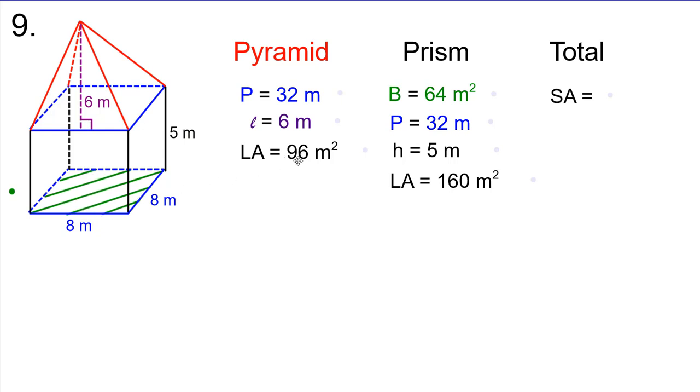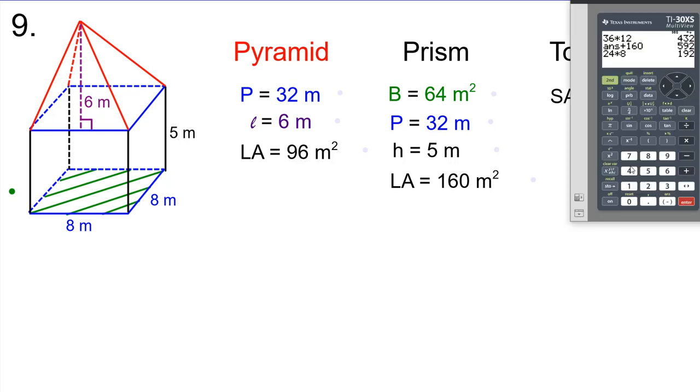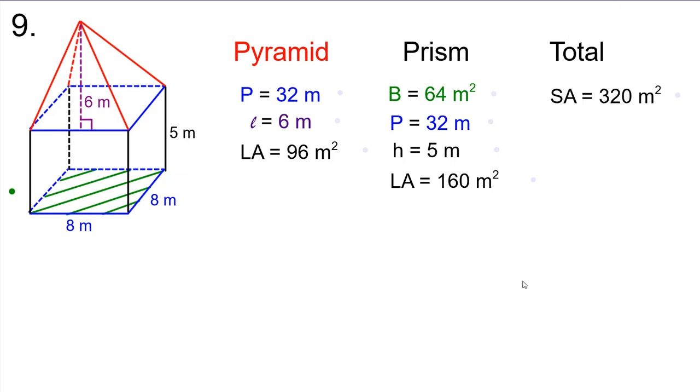So add these together. 96 plus 160 is going to be 286 plus another... plus the base. So that's going to put us at 250, 320. Did I do that right? That's what calculators are for. All right, so 160 plus 96 plus the base. There's only one base on this one, 64, is 320. Okay, so I did do it right. And that should be on your answer bank.